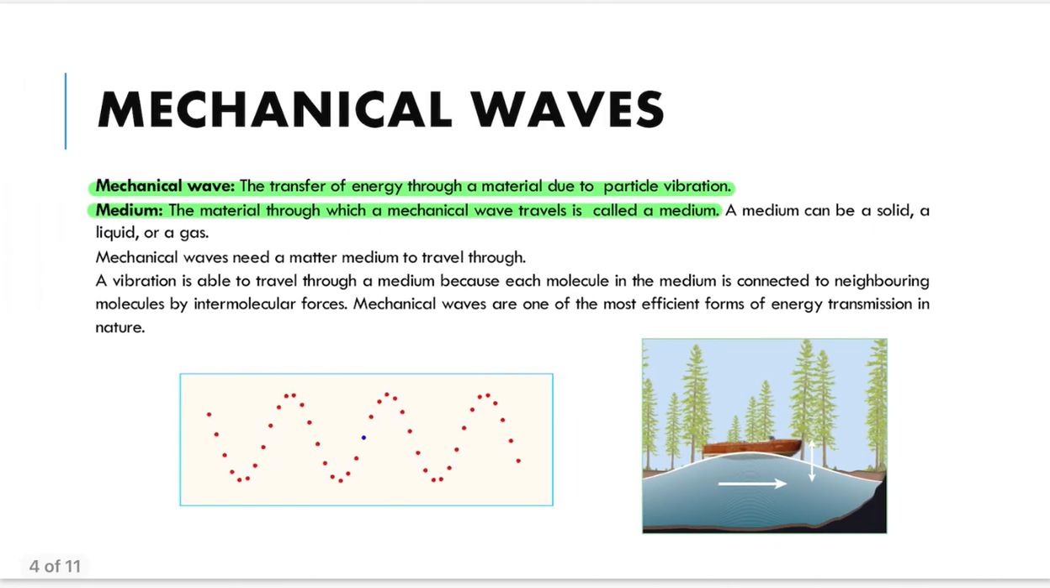Let me just back up. So this is an example of a transverse wave. So remember that the boat is moving up and down, but the movement of the wave is left to right. So these are perpendicular to one another. And so that would be our transverse wave.